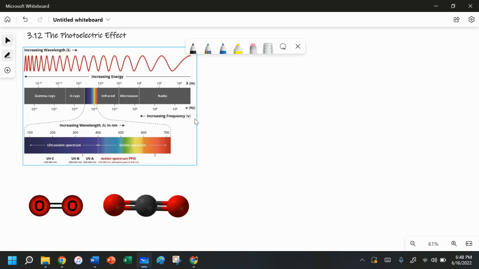In fact, there's an equation to relate wavelength and frequency of a wave to one another. The equation that relates wavelength and frequency is the speed of light, which is a constant. We'll talk about that in just a second, equals the wavelength of the photon, the type of light we're talking about, times the frequency. And just a note about these symbols. This is the Greek letter lambda. It stands for wavelength.